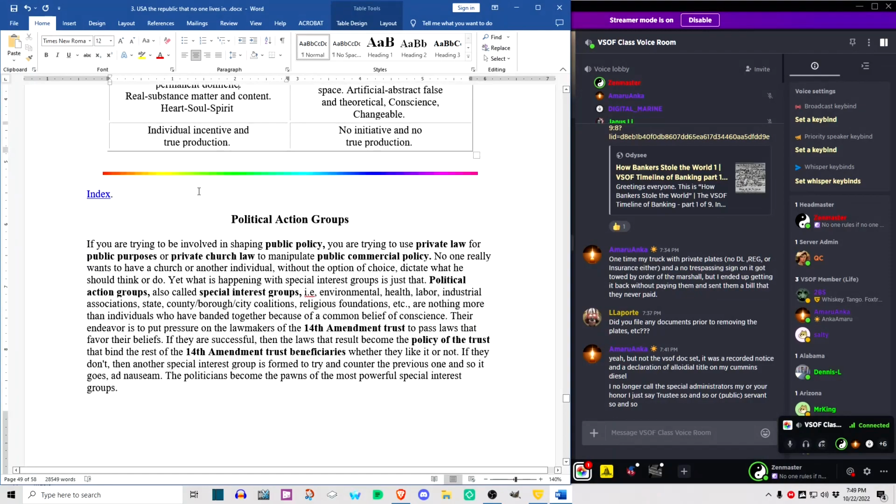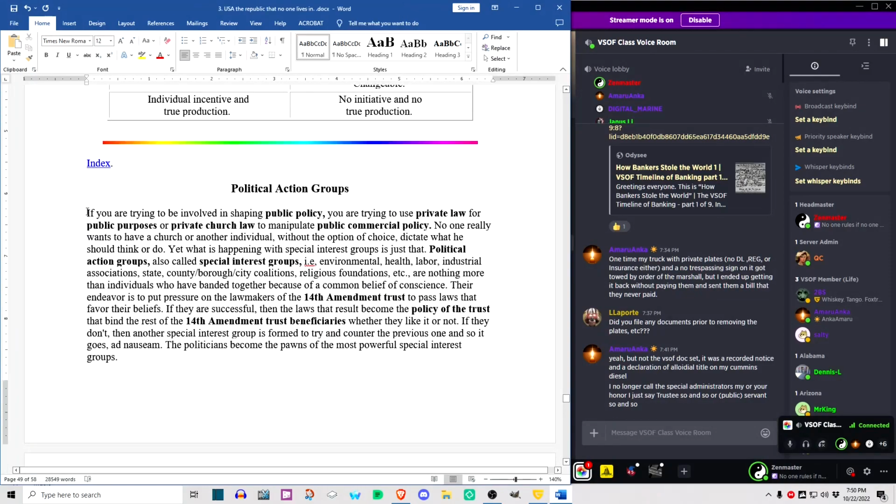So from that, next section is political action groups. If you're trying to be involved in shaping public policy, you are trying to use private law for public purposes or private church law to manipulate public commercial policy. No one really wants to have a church or other individual, without the opinion of choice, dictate what he should think or do. Yet, what is happening with special interest groups is just that. Political action groups, also called special interest groups, i.e. environmental, health, labor, industrial associations, state, county, borough, city, coalitions, religious foundations, etc., are nothing more than individuals who have banded together because of a common belief in conscience.